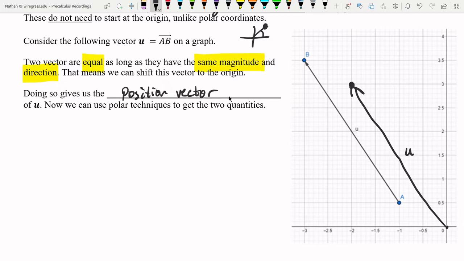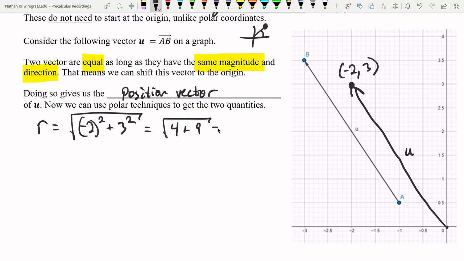Now, we can use polar techniques on this vector because it's on the origin, and we can get the quantities that define this vector. The direction, in this case, we're going to use the angle, and the magnitude, which is going to be the radius here. You can see that this end point here is at (-2, 3). So the radius is going to be the square root of (-2) squared plus 3 squared. So it's going to be 4 plus 9, which is the square root of 13. Of course, you can plug it in a calculator to get an answer for that.